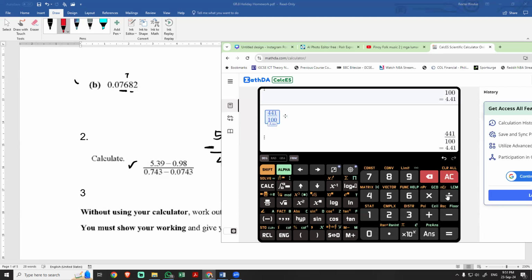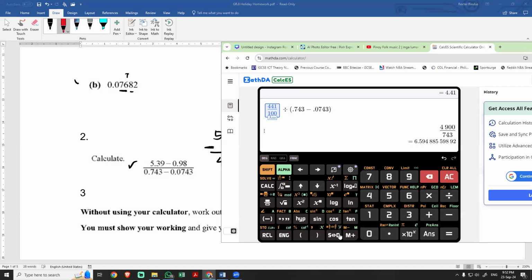Let's divide that answer by, let's put a bracket so that it will not make any problem. 743 minus 0.0743. And then close that bracket and let's see our answer. Okay, there you go. So our answer is clear. It's 6.59. So it's correct.